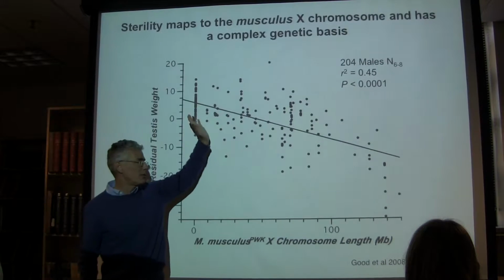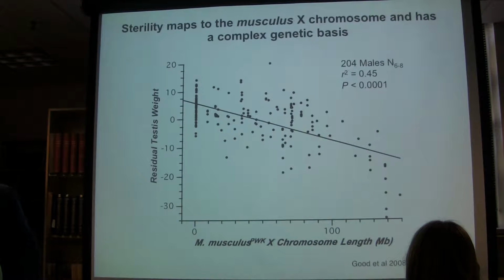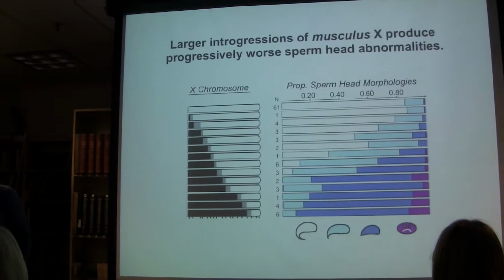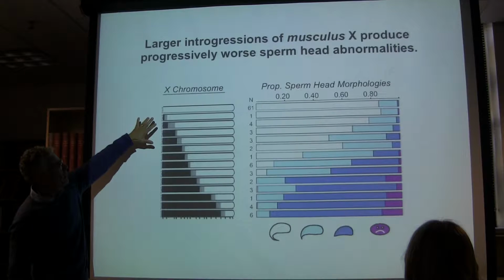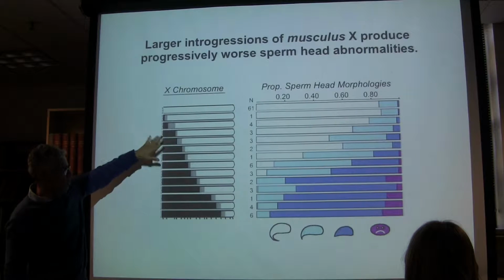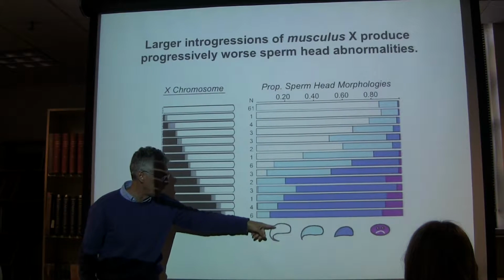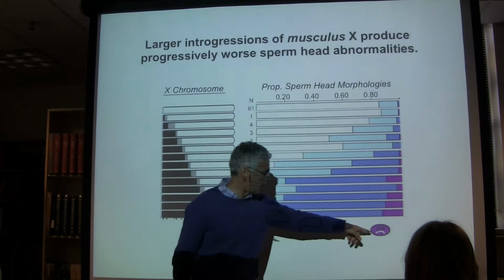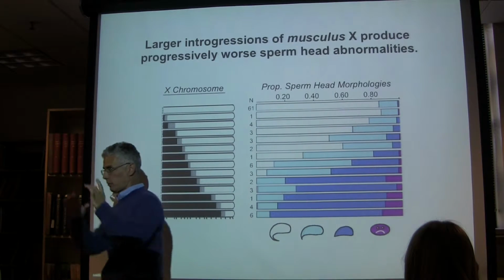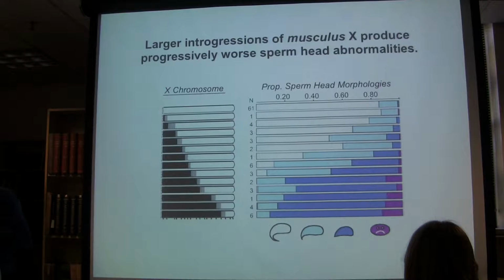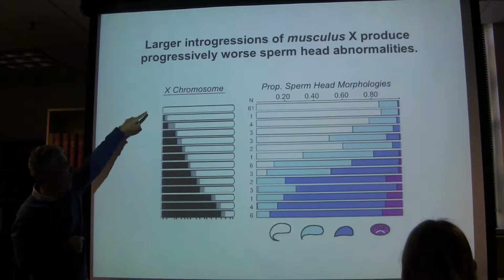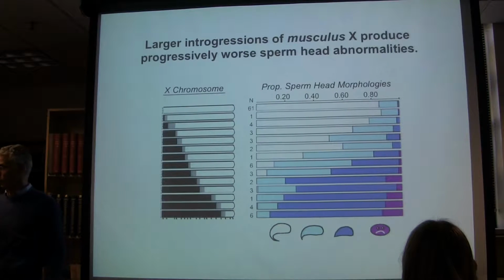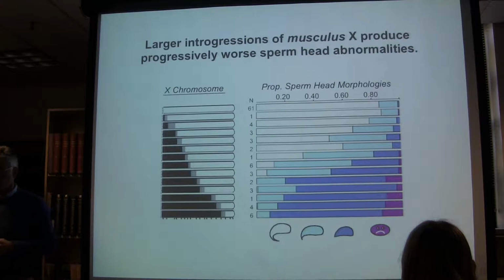find because it suggests that there are many, many genes that are contributing. You see the same thing if you look at sperm head abnormalities. Normal sperm have this very pointy shape. Abnormal sperm are sort of rounded, and they have this frown. And what you see is the proportion of abnormal sperm goes up almost linearly with the amount of the X chromosome that's intercrossed.